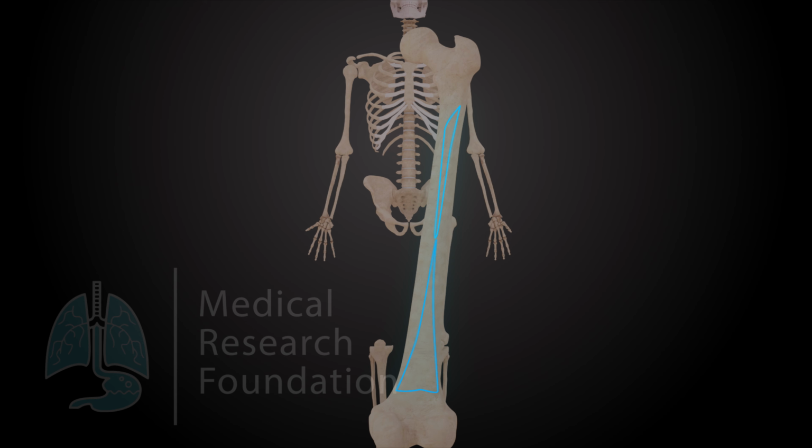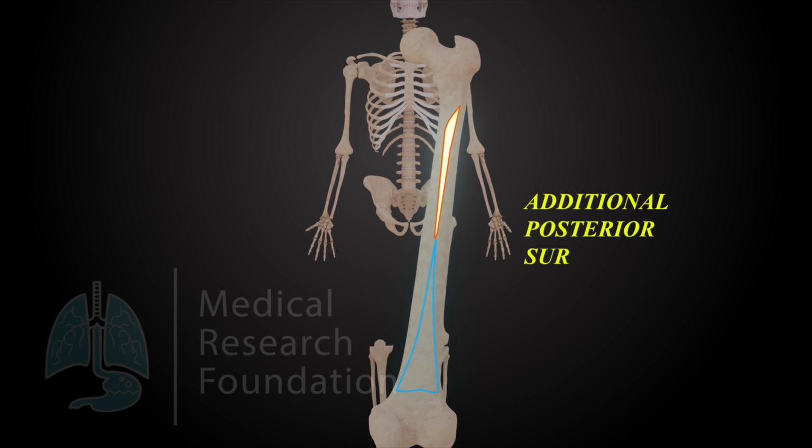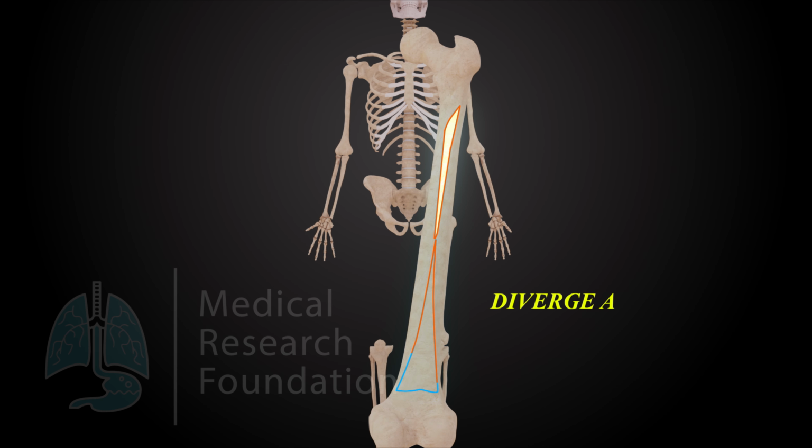In the upper one third of the shaft, the two lips of the linea aspera diverge to enclose an additional posterior surface. In the lower one third of the shaft also, the two lips of the linea aspera diverge as supracondylar lines to enclose an additional popliteal surface.